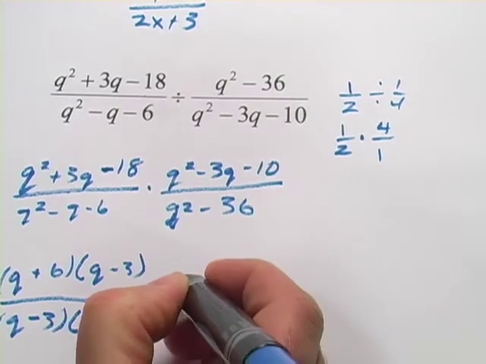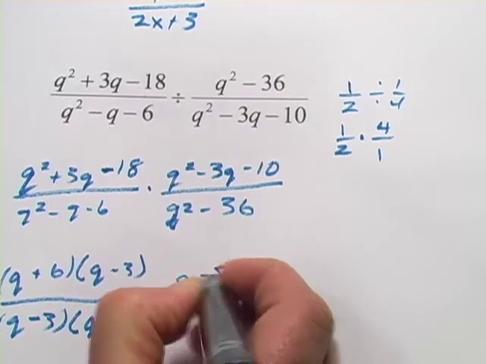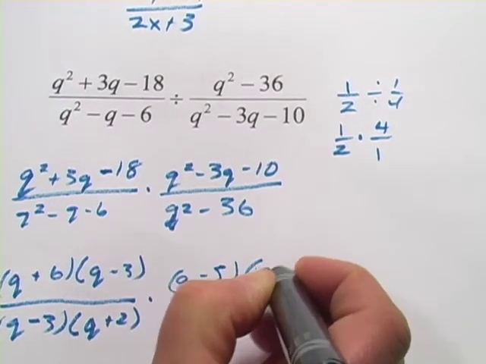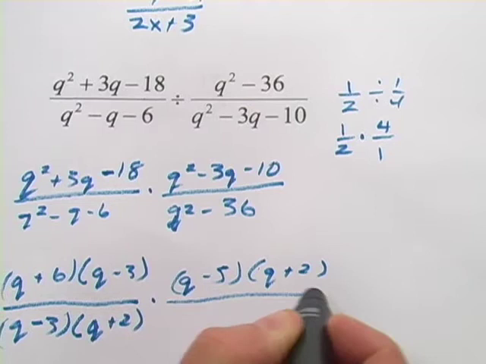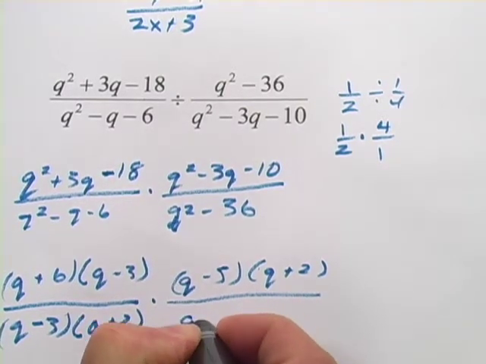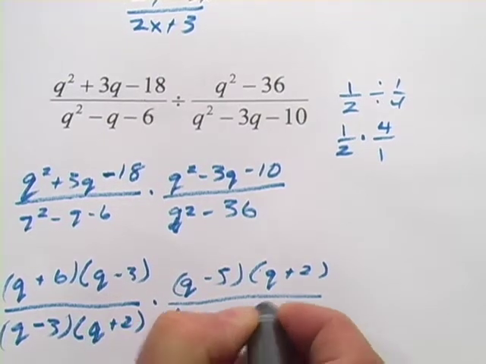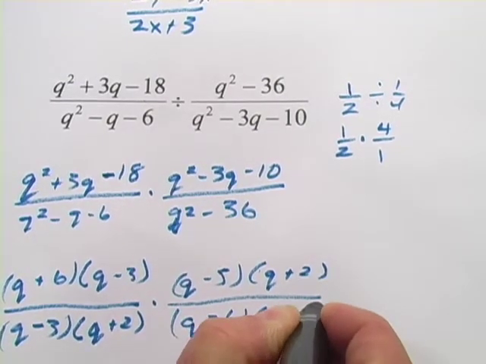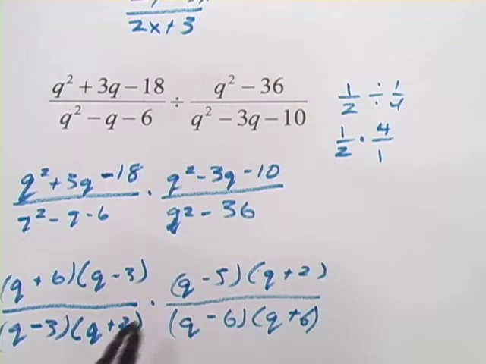And now here on the top, let's see, how's that going to work? A 2 and a 5, I think. So q minus 5, q plus 2. And on the bottom we've got a difference of squares again. So this is going to be q minus 6 and q plus 6. All right, I think I did all the factoring correctly there.